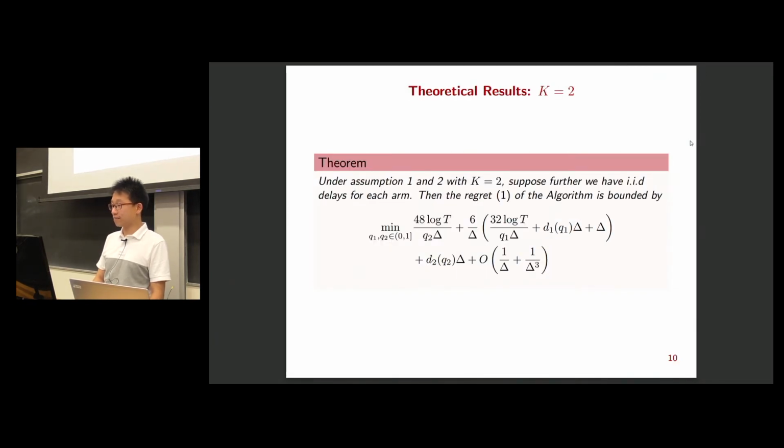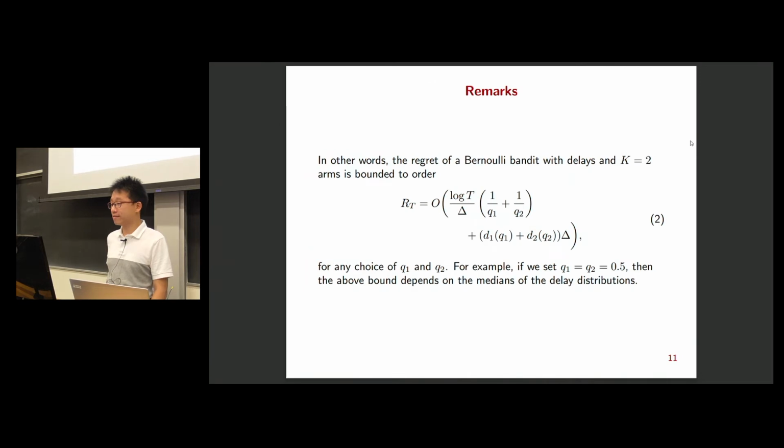This looks complicated, but when you consider the big O order, the regret of the Bernoulli bandit with this delay assumption and two arms is bounded to the order of log t over the gap times 1 over the sum of the 1 over quantiles. There's also an additional term that depends on the quantiles of the delay distribution and the gap. For example, if we set Q1 and Q2 to be 0.5, then the above bound depends on the medians of the delay distributions rather than the means.